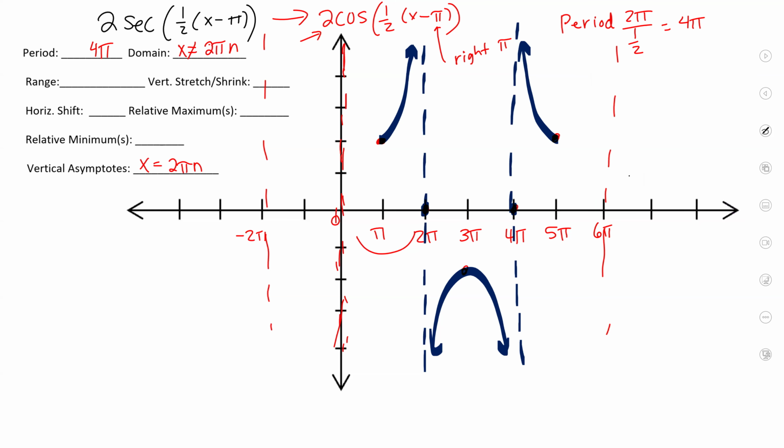Your range, it's pointing down to negative infinity, and it goes up to this relative maximum, which is at negative 2. And then it picks up again at this relative minimum, 2, and it goes to infinity. Your horizontal shift, it went to the right pi. Your relative maximum is right here at (3 pi, negative 2). And your relative minimum, you have 2 of them. One right here at (pi, 2), and the other one is here at (5 pi, 2). And that's it.